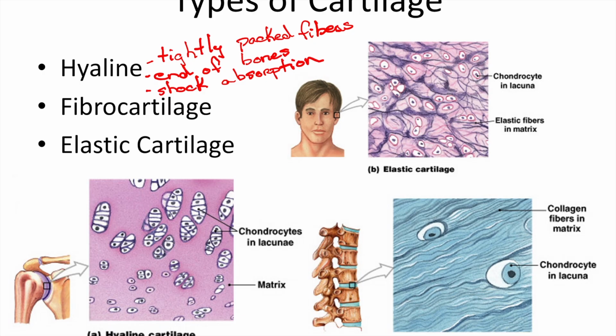Fibrocartilage, which is what you're seeing here, has larger collagen fibers in it, so you're actually able to easily see on a microscope slide the wavy collagen fibers. You're still going to see the chondrocytes in the lacuna, and fibrocartilage is found in your intervertebral discs.